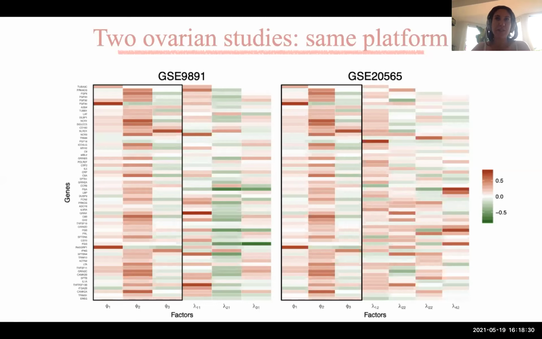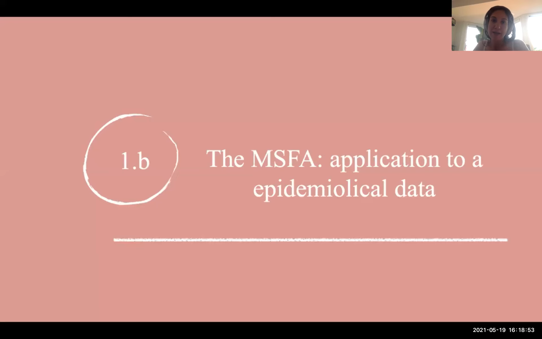So this first example shows you that the multi-study approach, first of all, has this strength, this power to assess the common biological signal shared among all the studies, and also to remove the study-specific variation that sometimes can impact the common biological signal.